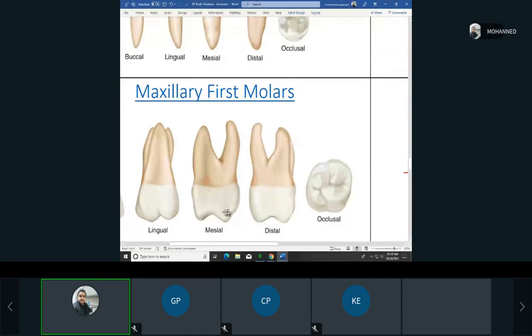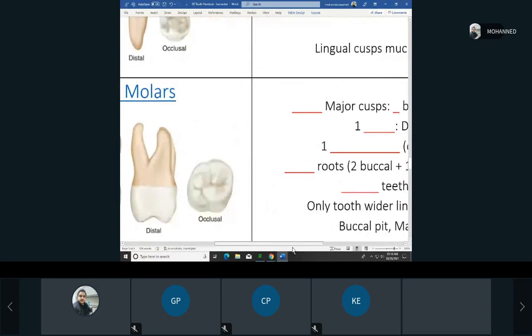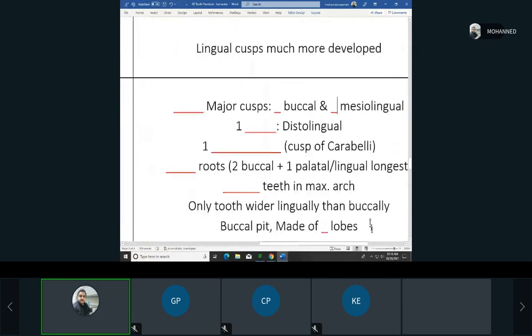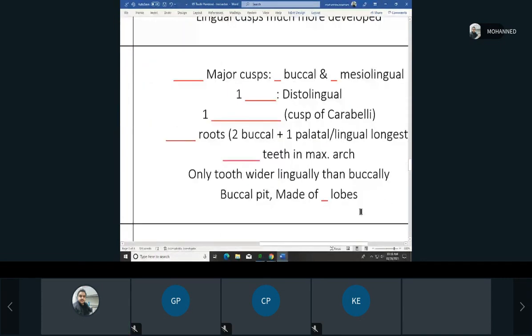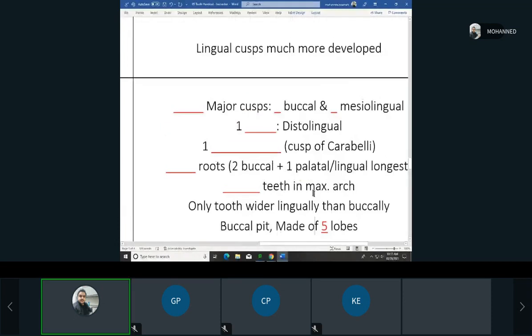So you think, since this has 5 cusps, technically, how many lobes it will come from? 5, exactly. So we can put that in here. And if we go back, it has 3 major cusps, 2 buccal, 1 mesiolingual, and the distolingual one, because it's smaller, it's a minor cusp. And then we have 1 supplemental cusp, which is the cusp of Carabelli.